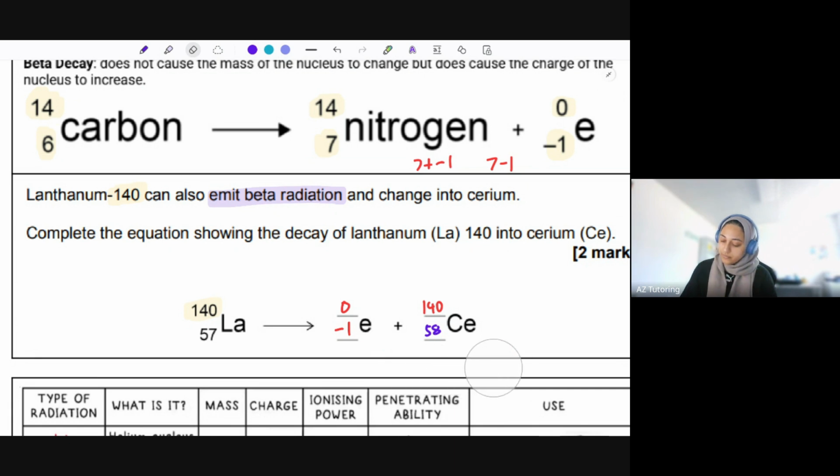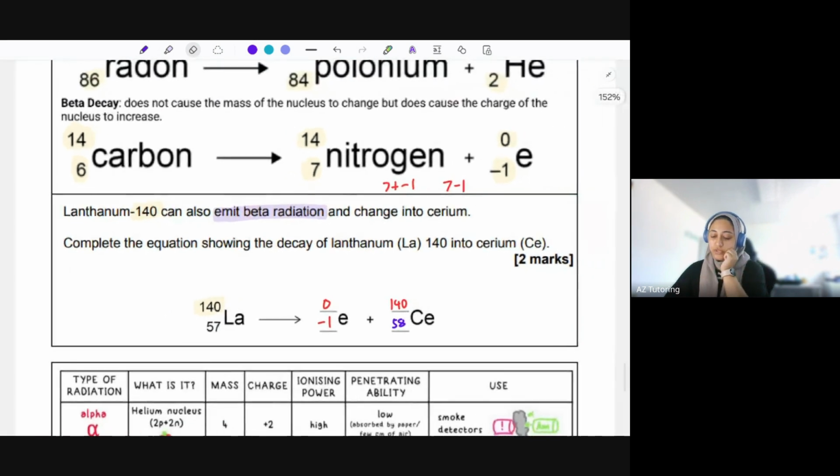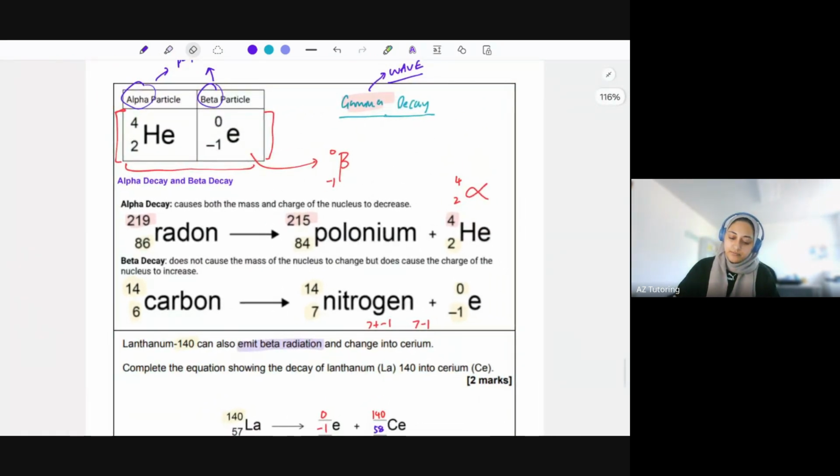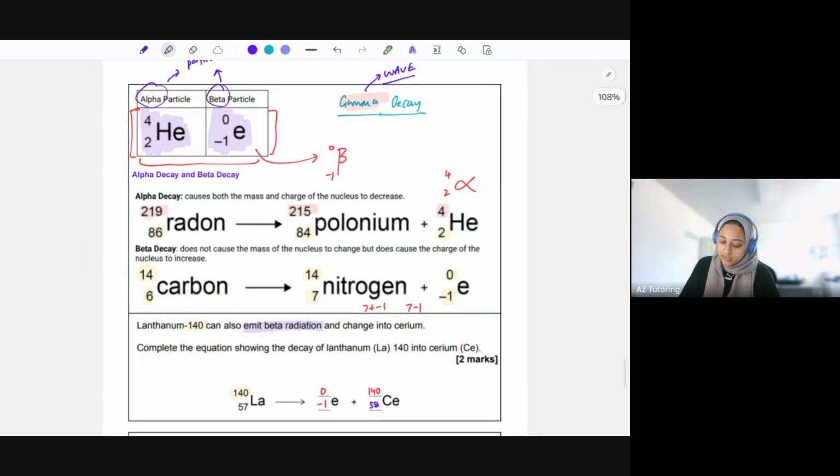Okay, how do you know it's 0 and -1? That's just something you need to memorize, Akib. So these two here, the beta particle, you have to remember it's 0, -1. And for the alpha particle, you have to remember it's helium, 4 and 2. So in this question, they told you it's beta radiation. So that's why I knew it was going to be the 0 and -1.